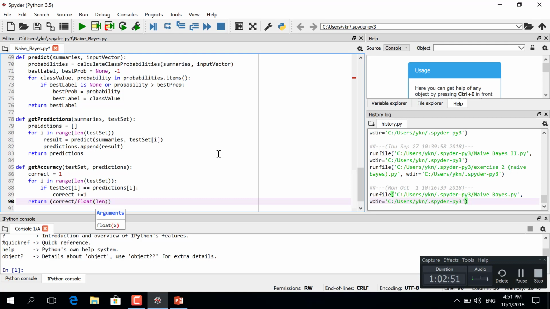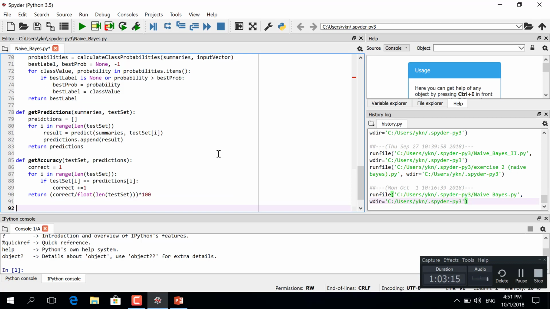Float and then len of test set. Yeah, this time 100, so we return it as a percentage. That's why we make a ratio between correct and the total number of data, and then multiply by 100.